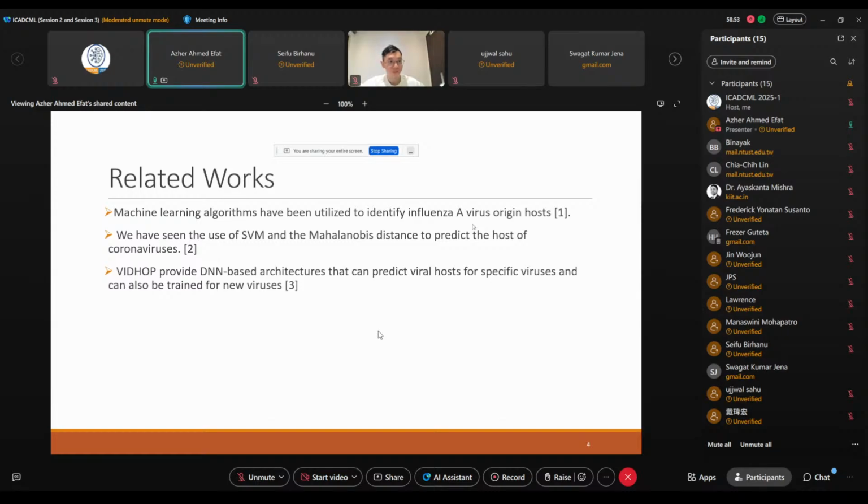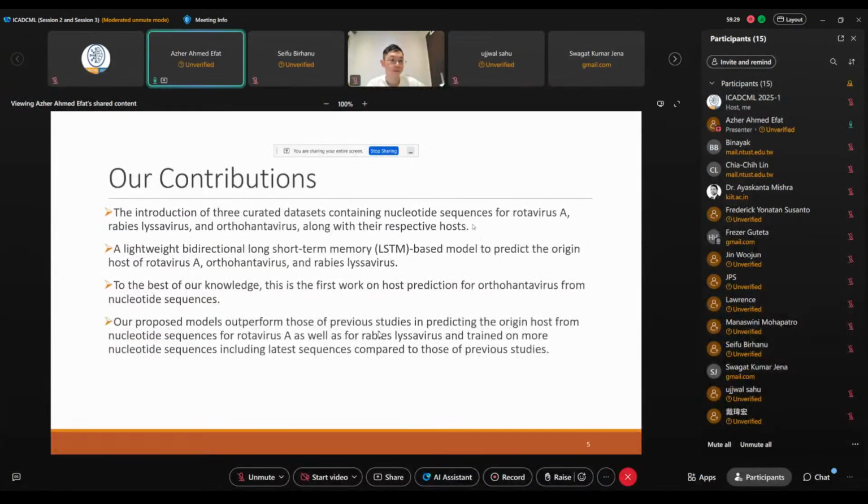But we found the research gap is that most of the works in the literature focus only on a few common viruses like influenza A or novel viruses like coronavirus. But there are other zoonotic viruses like rotavirus A or hantavirus which can also cause havoc at any time, and no one is looking into those viruses. So for that reason, we wanted to address those issues through our work. These are our key contributions.